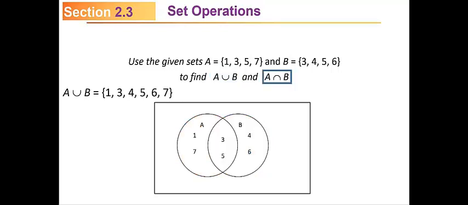Now the intersection are the elements that are in common to both sets, and if you look at it in a Venn diagram, that's in the overlapping area, what I sometimes call a football shape, that represents the intersection of A and B. So the intersection of A and B is a set containing 3 and 5.